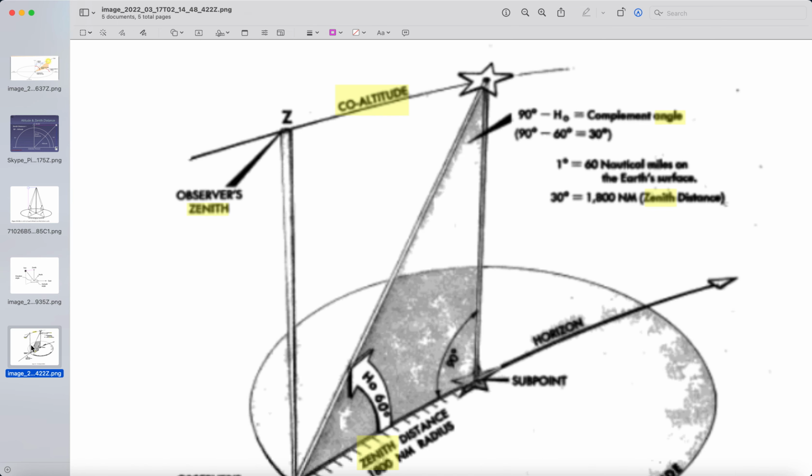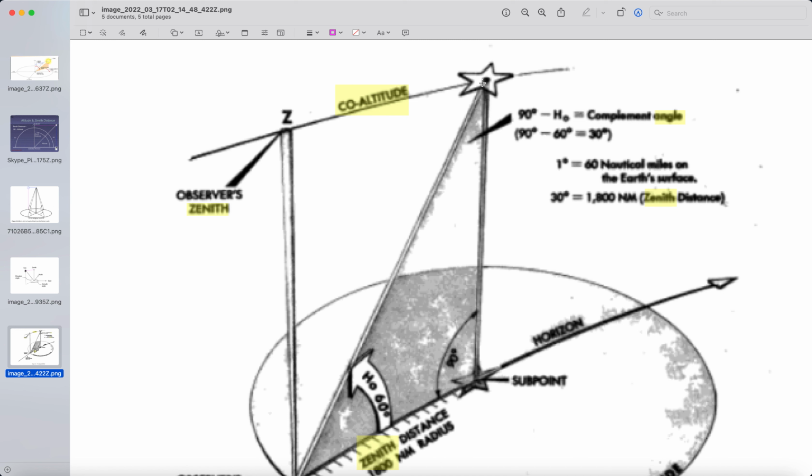Okay, last one then, before I go on to the other program. Sorry. So observer zenith. Here we are, co-altitude. So this is the GP, what they call a sub point sometimes, down here. Here is the celestial body, right? This is from celestial navigation. I had to zoom in a bit because it's a bit pixelated. Observer zenith. See the way it's matching? See it's co-altitude. See the way it's matching?